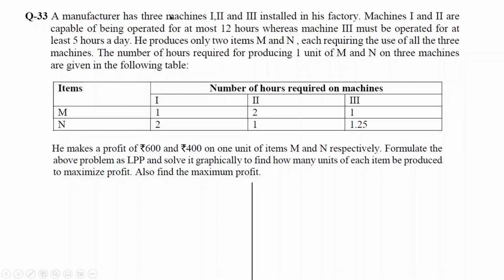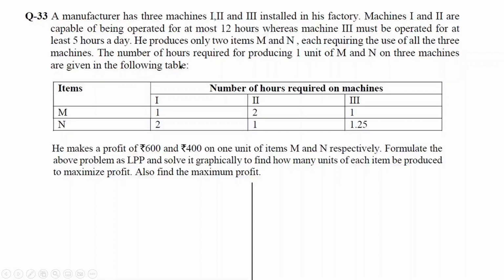Moving on to the next question. This is a question on LPP. A manufacturer has 3 machines, 1, 2 and 3, installed in his factory. Machines 1 and 2 are capable of being operated for at most 12 hours, whereas machine 3 must be operated for at least 5 hours a day. He produces only 2 items, M and N, each requiring the use of all the 3 machines.